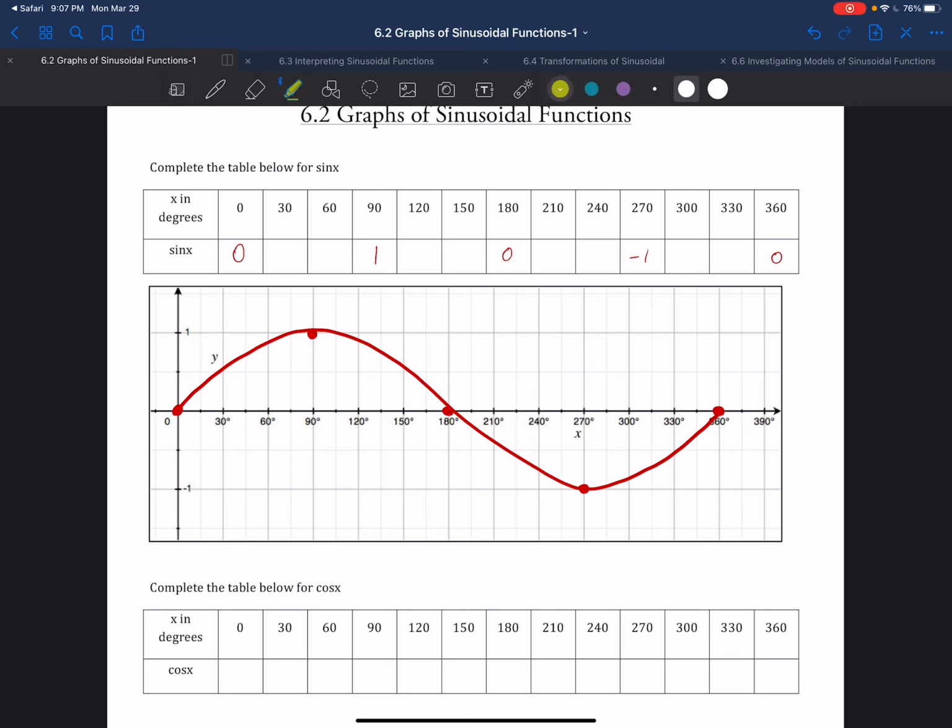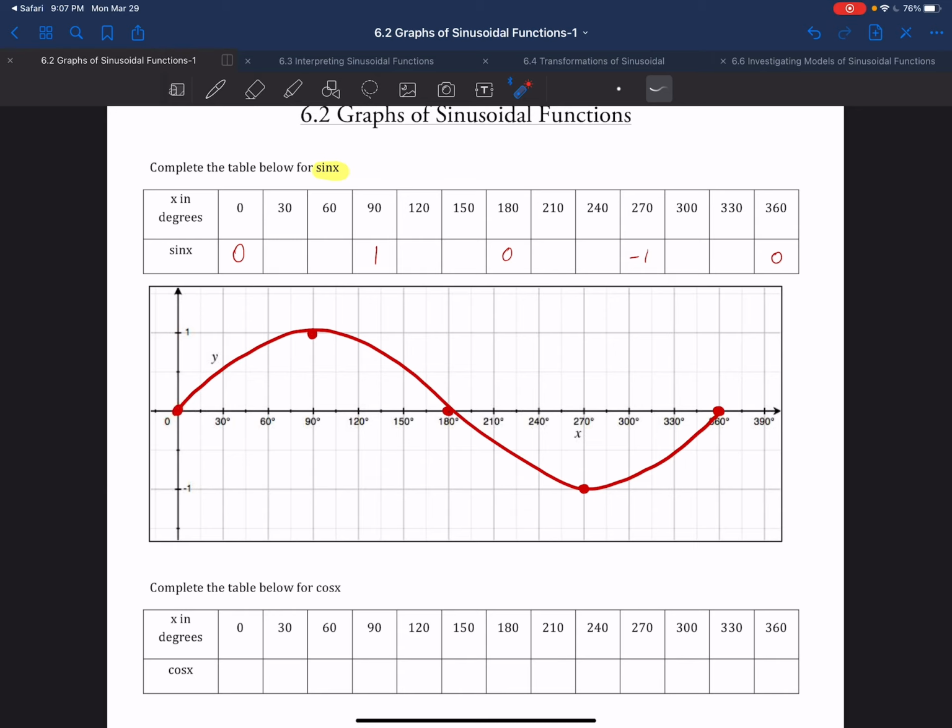So cycle means the pattern that is repeated over and over again. So this pattern, if I were to continue it, would keep going. Well, that was pretty terrible, but you know what I mean. It would keep going in either direction.